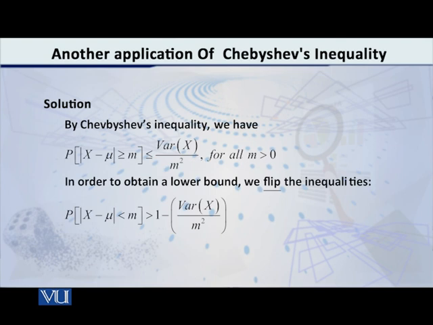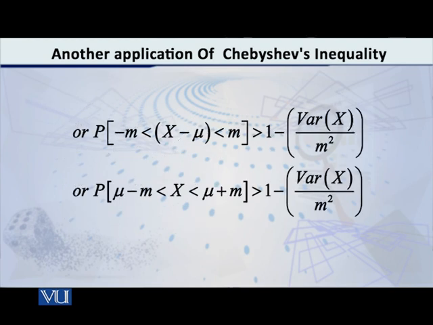When I say the absolute value of x minus mu is less than m, I can rewrite this as follows. Minus m less than x minus mu less than m. Yani, dusre lafzon mein, hum ye keh rahe hain, ye jo x minus mu, ye jo entity hai, it lies between minus m and plus m.